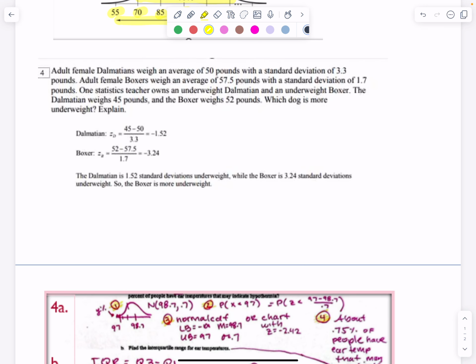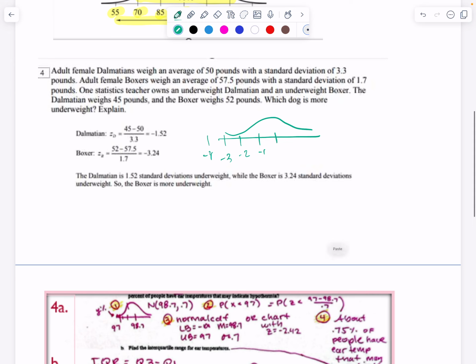Okay, for this one, adult females, it's asking what's more unusual, and so to be able to compare them completely, we're going to find z-scores. If I were to put this on the model, the Dalmatian is going to be here at -1.52, and the boxer is going to be here at -3.24. So you can see that this is the mean. This one's further from the mean, therefore it's more unusual. So the one that's further away from the mean is more unusual.